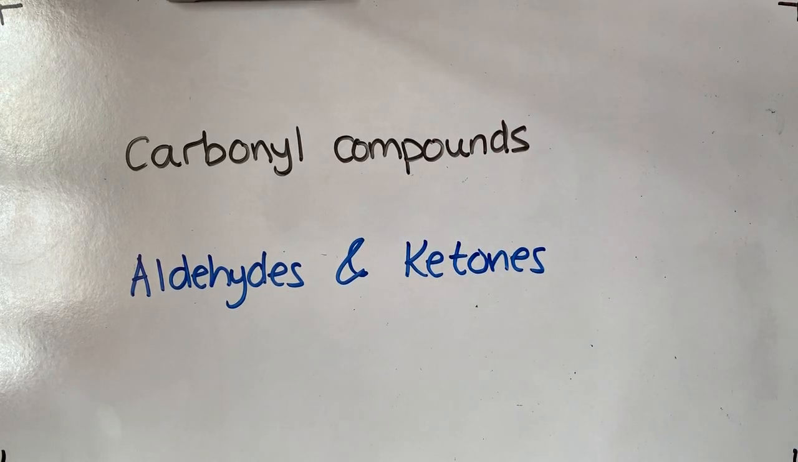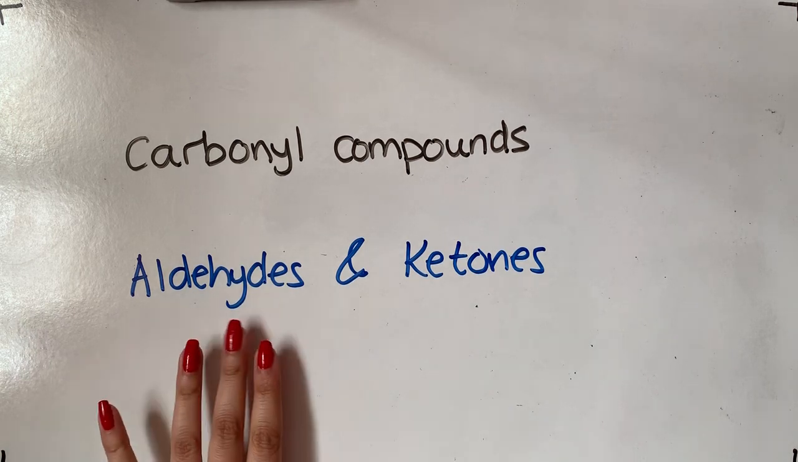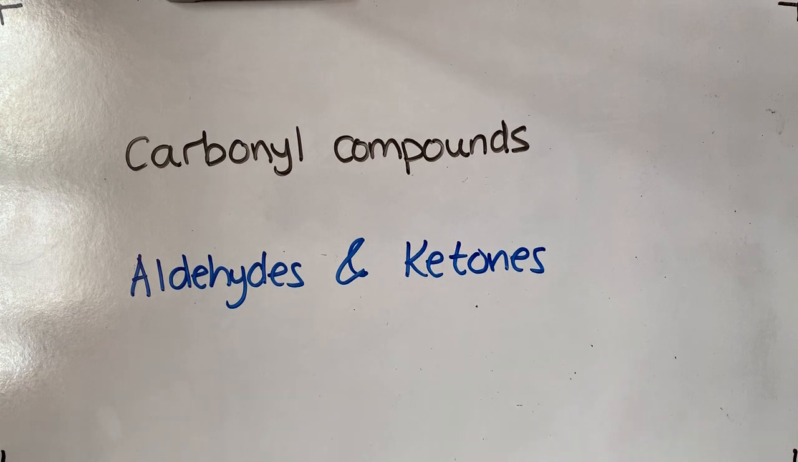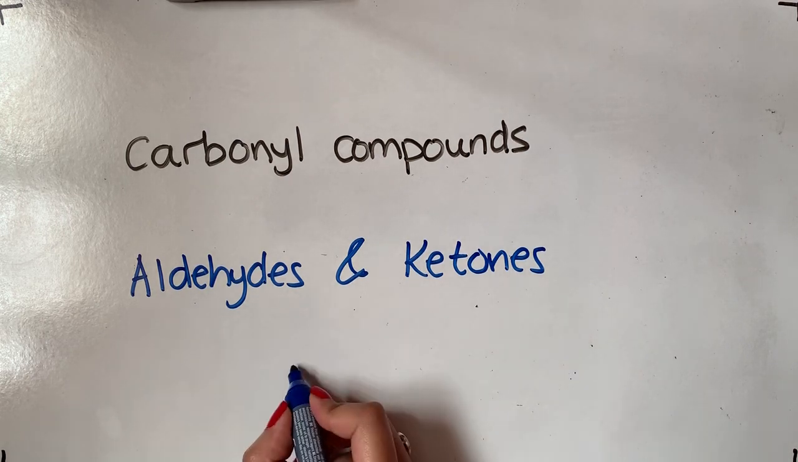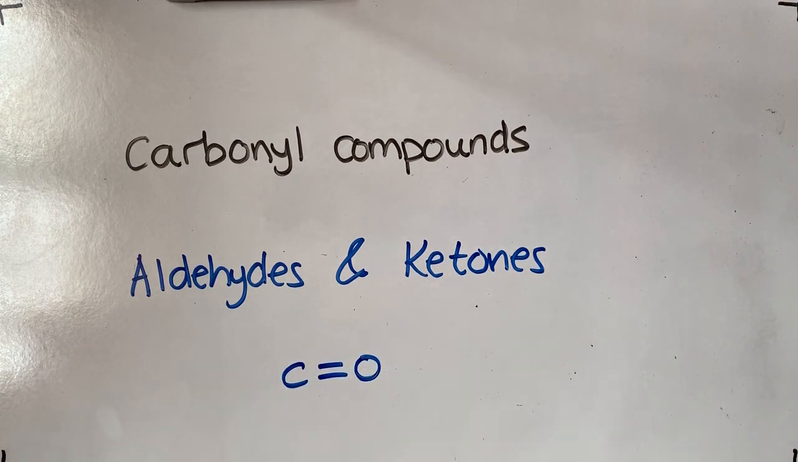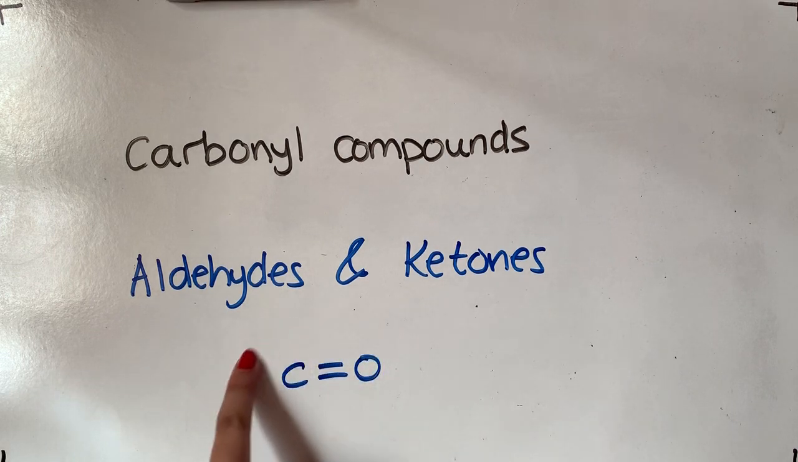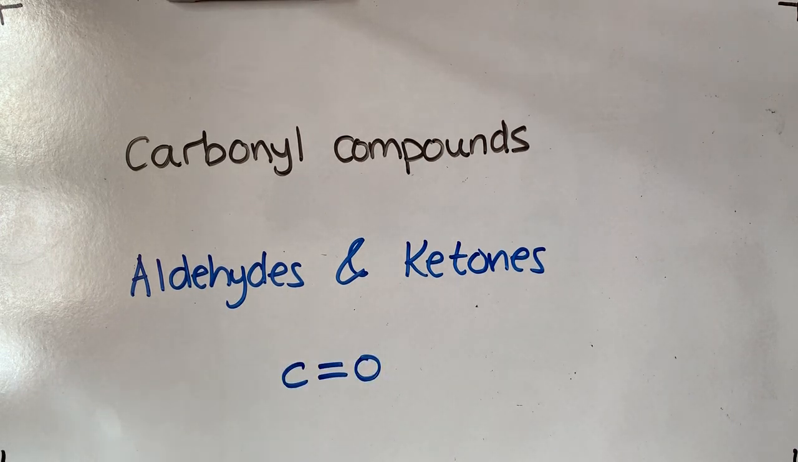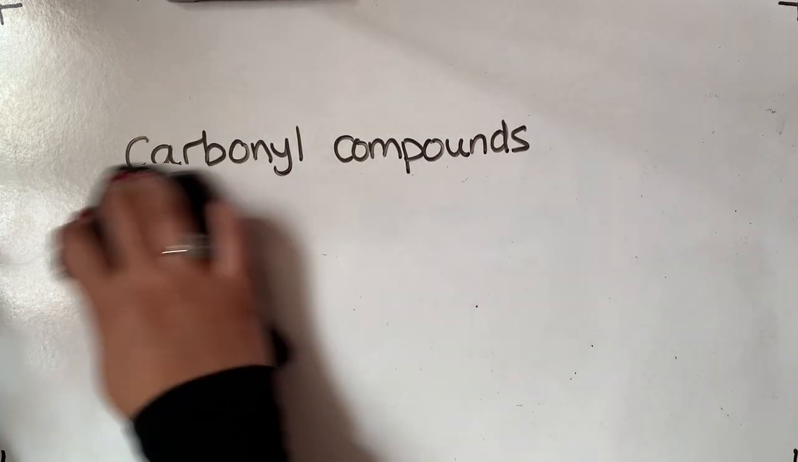In this video we are going to be looking at carbonyl compounds, and the two examples of carbonyl compounds are our aldehydes and our ketones. Both the aldehydes and the ketones contain this functional group over here, where we have the carbon double bonded to an oxygen, and this group here is called the carbonyl functional group. Okay, so let's have a look at both aldehydes and ketones in a little bit more detail. We're going to look at how we can name them as well.